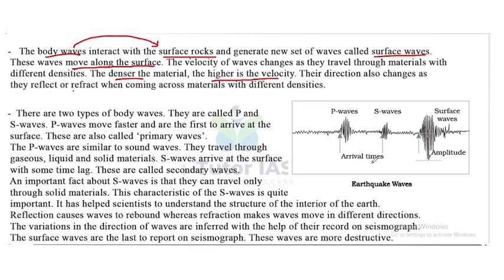Now, we discussed two types of waves, body waves and surface waves. The body waves are further classified into two types, P and S waves. P waves move faster and are the first to arrive at the surface. These are also called primary waves.